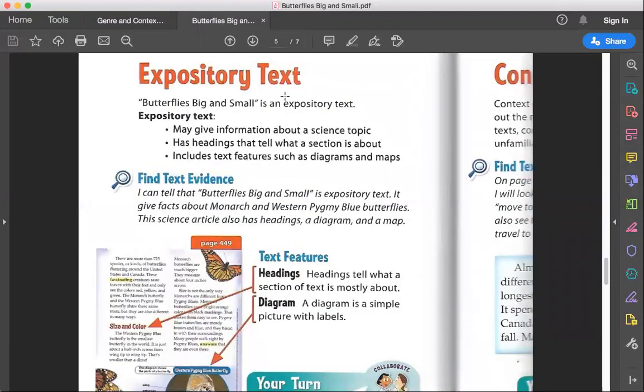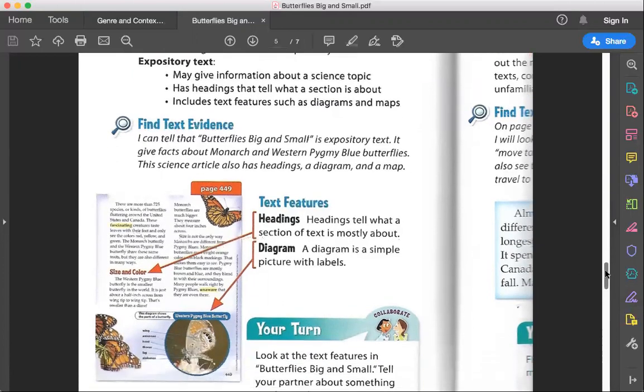Okay, so expository text. Butterflies Big and Small is an expository text. Expository text may give information about a science topic, has headings that tell what a section is about, includes text features such as diagrams and maps. If you look at the example down here, it gives headings, size, and color, that tells us what the section will be about. So all of this is about size and color of the butterflies.